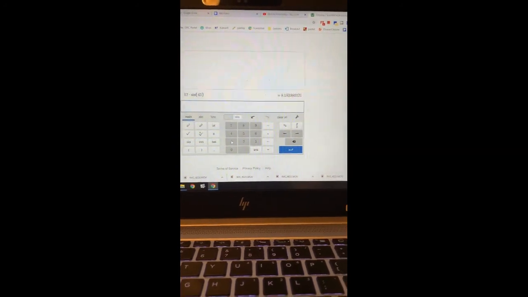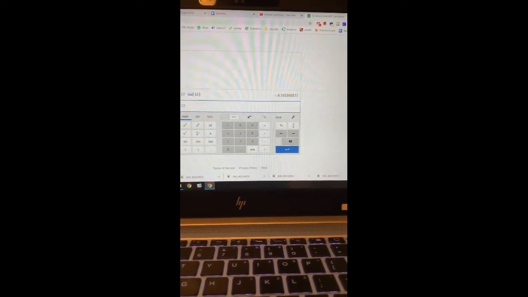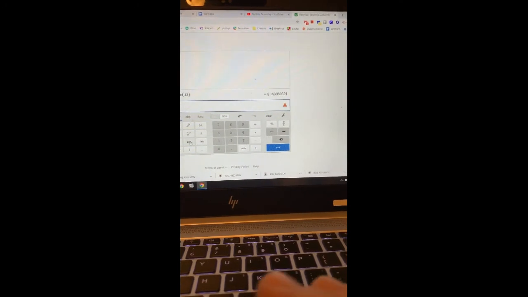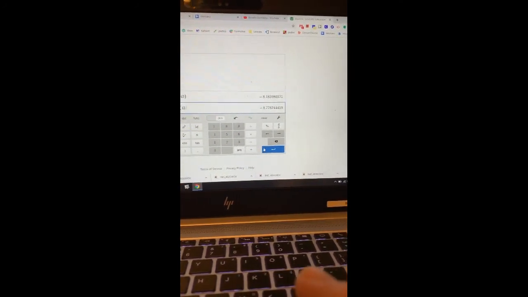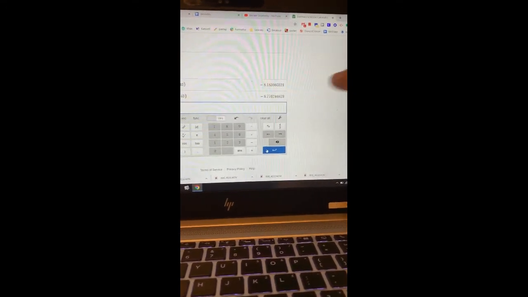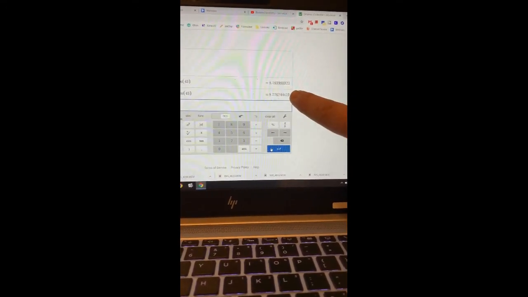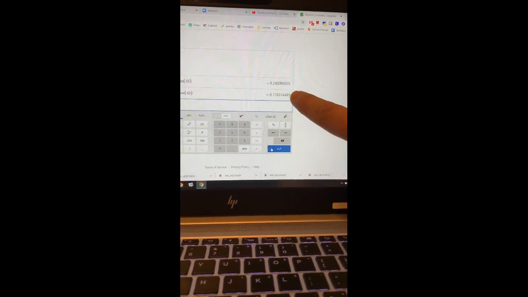All right, second part. Come back to my calculator. 12 times cosine 43. Enter. Again, I get 8.7762, etc., etc. Round to the nearest tenth, 8.8.